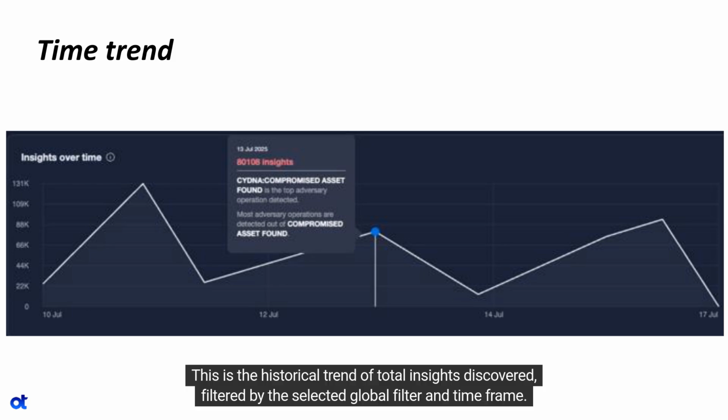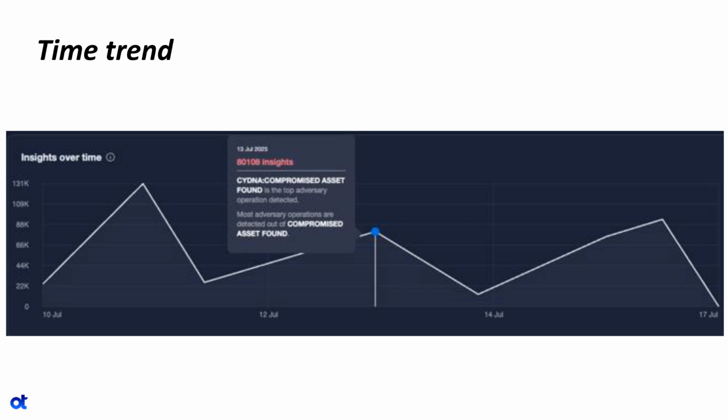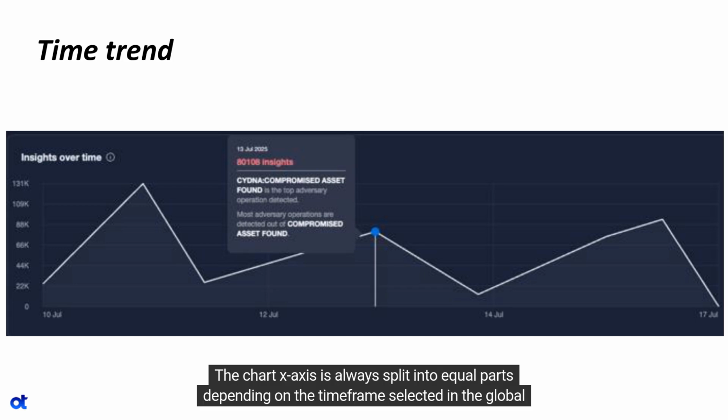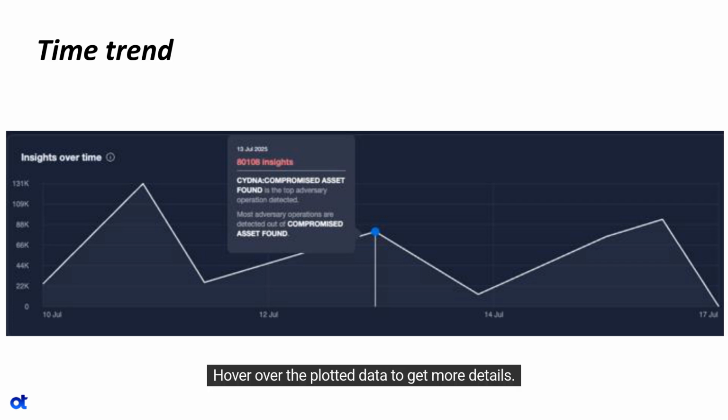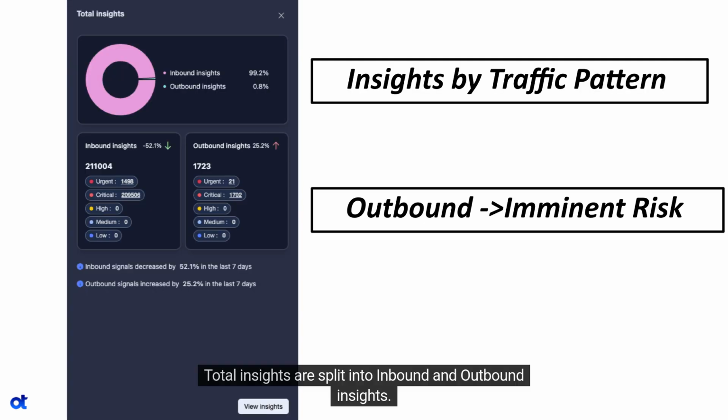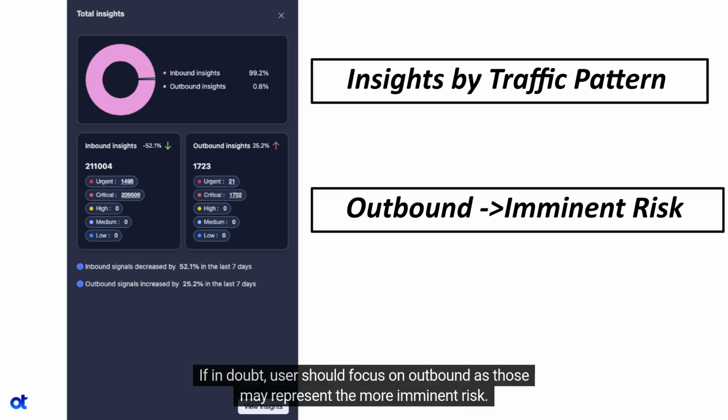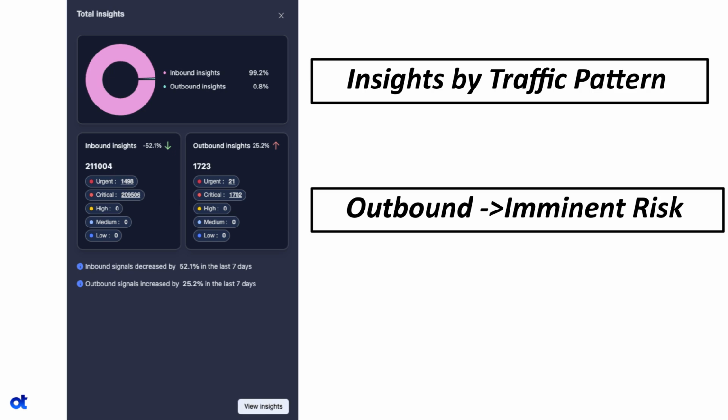This is the historical trend of total insights discovered, filtered by the selected global filter and time frame. The chart x-axis is always split into equal parts depending on the time frame selected in the global filters. Hover over the plotted data to get more details. Total insights are split into inbound and outbound insights. If in doubt, users should focus on outbound as those may represent the more imminent risk.